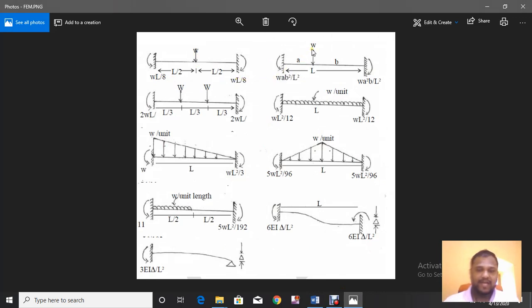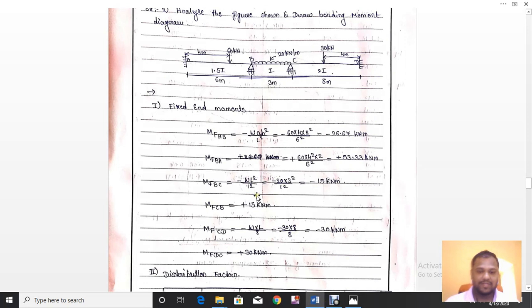If the load is acting at a distance A from one end and at a distance B from the other end, it is WAB square divided by L square at this end, and WA square B divided by L square at the other end. If it is carrying a uniformly distributed load, it is WL square by 12 on both ends. The same formulas are used here.